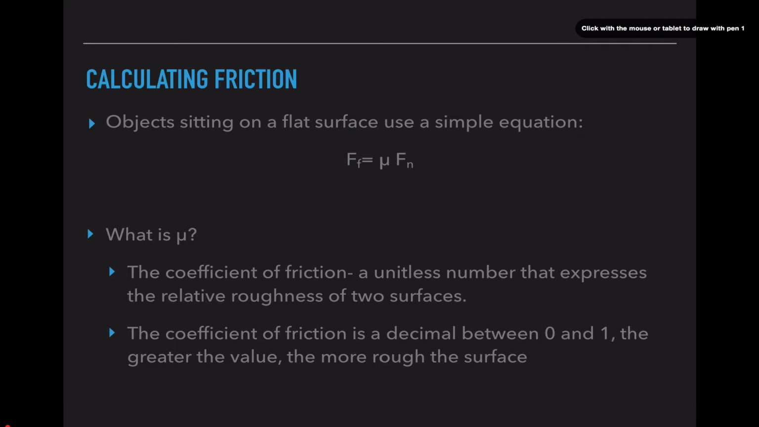So remember I said unitless. If you solve for mu, you do not have to put newtons or meters or kilograms behind it. You are simply just going to write the number. If it is close to 0, it is a very smooth surface.